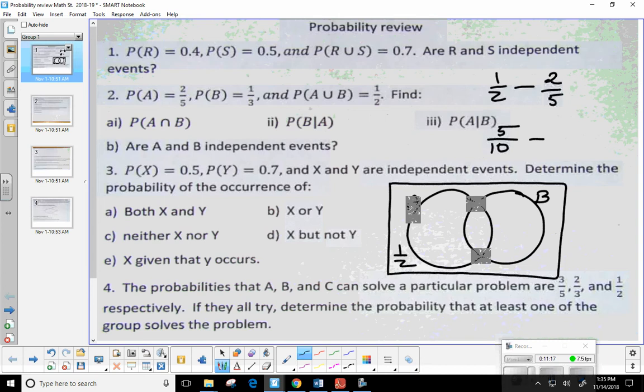And what would the other one be? 4/10. So I'm looking at 1/10. All right. Now, because we just subtracted the union in A, this is actually what? The crescent B. There we go. So this is going to be 1/10.